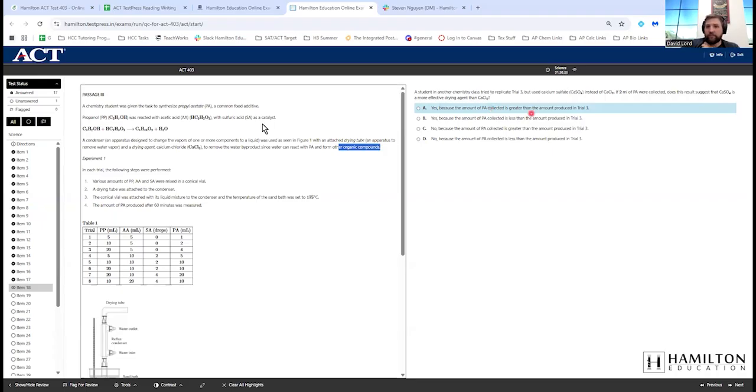Well, let's compare it. So we did trial 3. Well, normally we get 4. In this case, we got 2. So it sounds like it's worse. So it's not A or B. So cross those off.